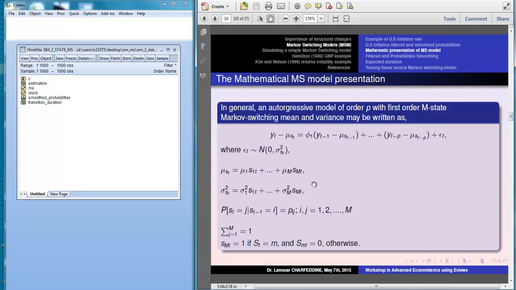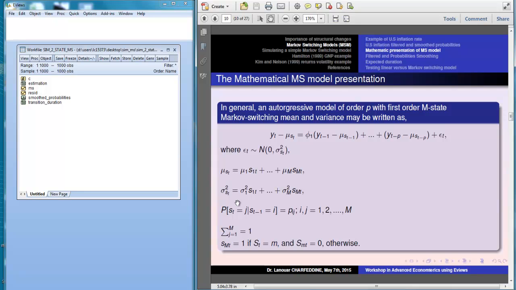It is given by this quantity, where s_mt is equal to 1 when st is equal to m, for region number m, and 0 otherwise. This means that, for example, if s_1t is equal to 1, we are in the first region, and all the others, from 2 to capital M, are equal to 0. Which means that mu_st is equal to mu_1, and sigma squared st is equal to sigma_1 squared.